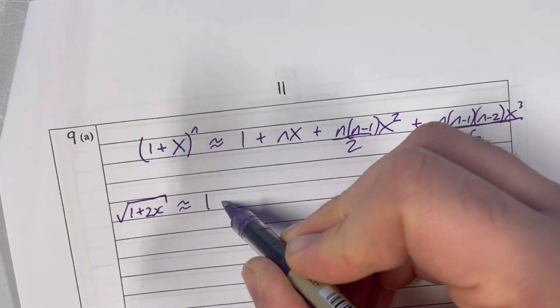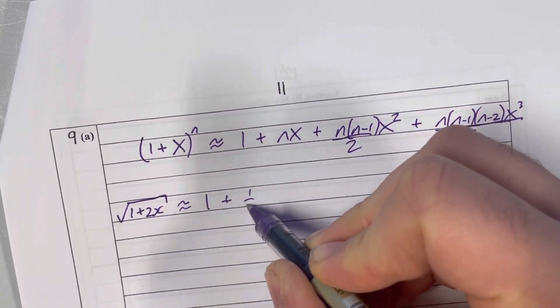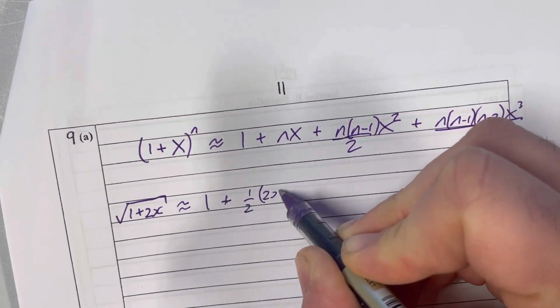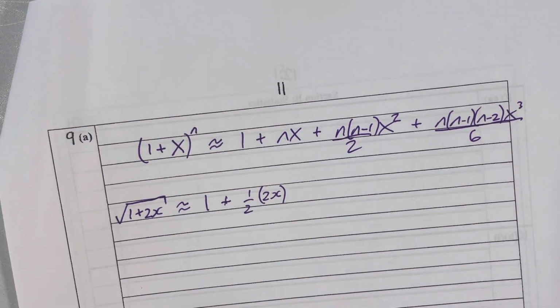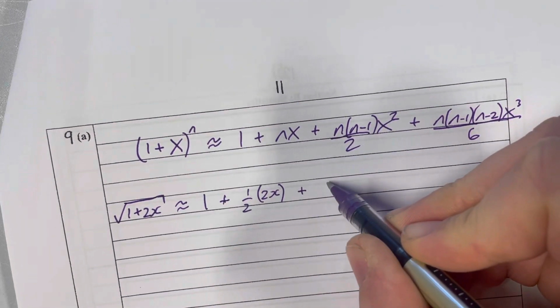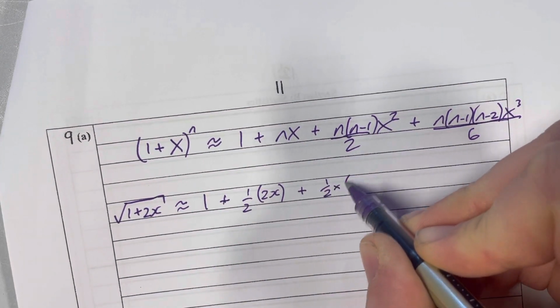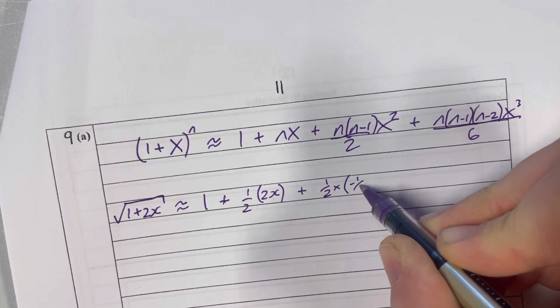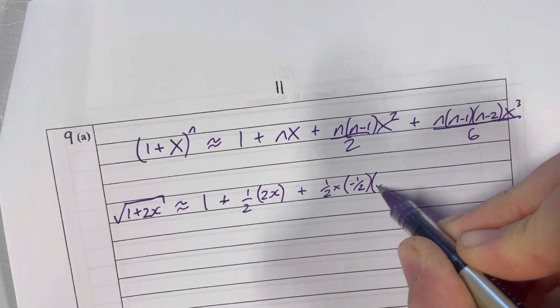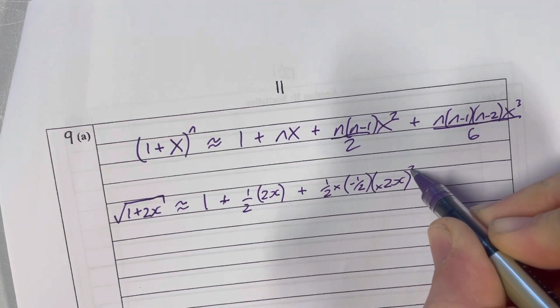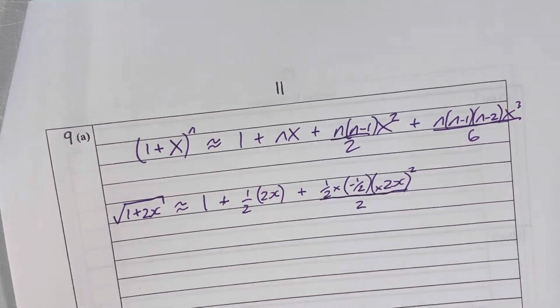Plus nX, so that's going to be plus n, which is a half, times x, which is 2x. Actually, they'll end up cancelling. Then we end up with a half times n minus 1, which is minus a half, times X squared, which is 2x squared, all divided by 2.